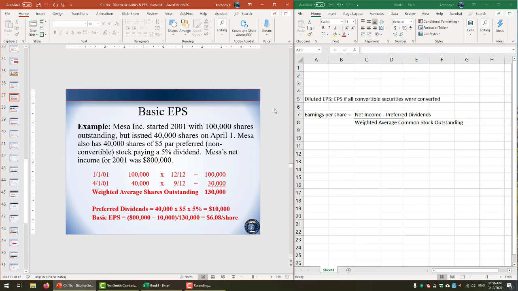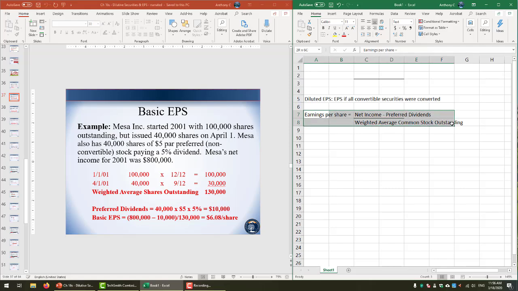So let's say Mesa Incorporated started 2001 with 100,000 shares outstanding, but issued 40,000 shares on April 1st. Mesa also has 40,000 shares of $5 par preferred non-convertible stock paying a 5% dividend. Mesa's net income for 2001 was $800,000. So the numerator of EPS tends to be very simple to calculate. Net income will usually be given to you. So in this case, net income is $800,000. So we'll just plug that in.